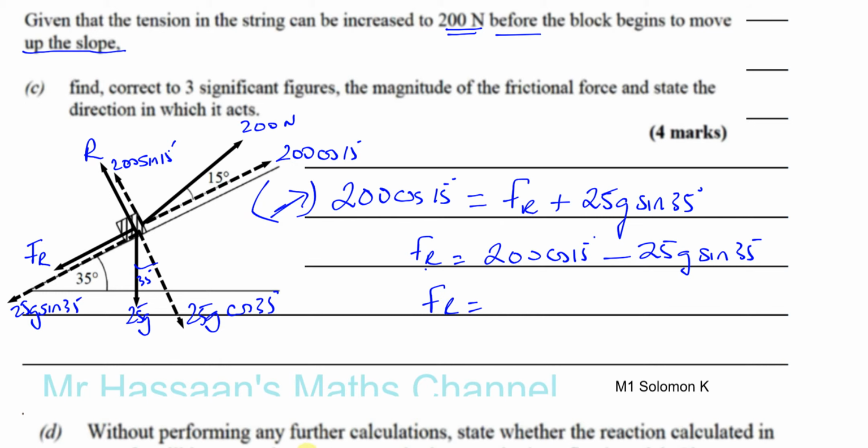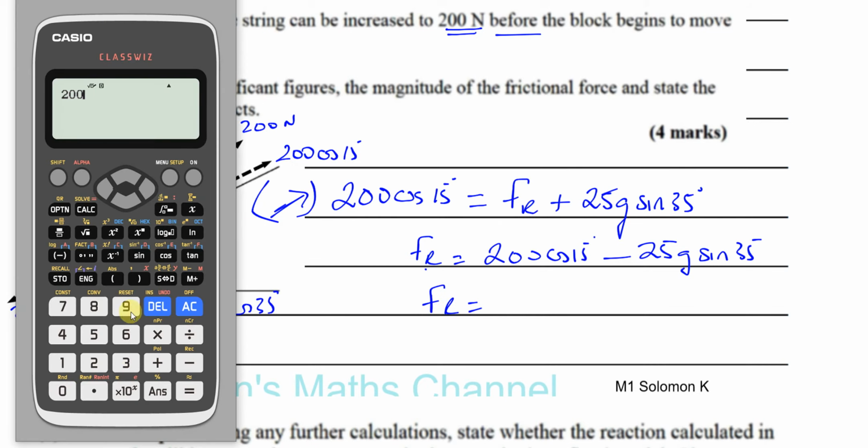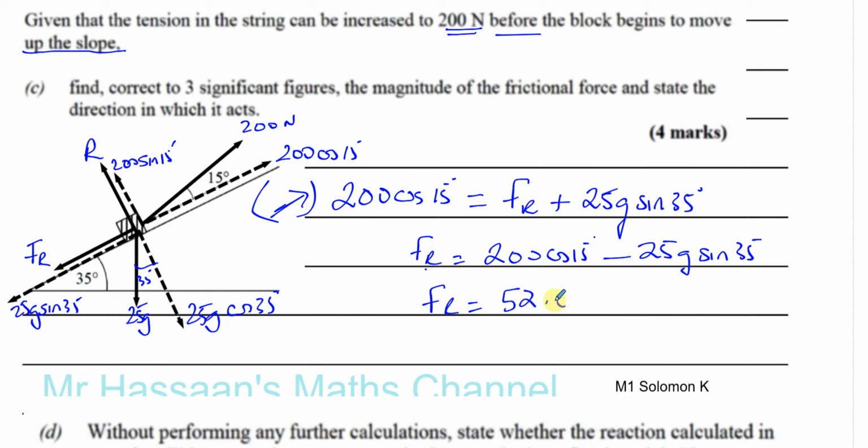So let's just calculate that. You've got 200 cosine 15 minus 25 G, 25 times 9.8 times sine of 35, and that gives us 52.6589. We want it to 3 SF, as I mentioned again here. So it's 52.7. 52.7 newtons, and there's the answer.